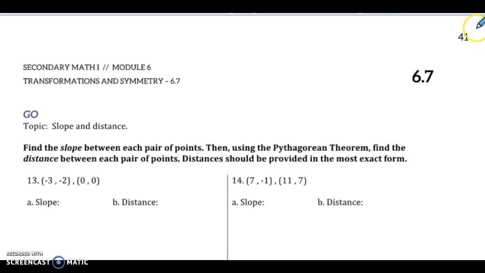This video is to give you one more example on page 41 of Module 6. Now you already had 3 Edpuzzles to help you find the slope and the distance between 2 points. If you have not done those yet, you need to go back and do those because those are worth points and they will also help you with this page.